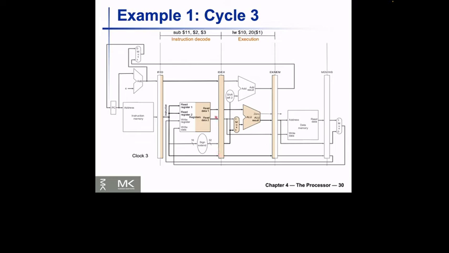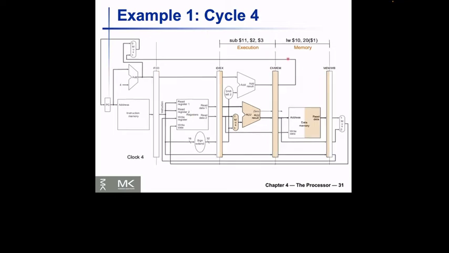In the next clock cycle, for the load word, we have already computed $1 plus 20, so we know the target address. We go to the data memory to retrieve the data we want and put the result in this register. Simultaneously, here we have the value in $2, and we pass the value in $3 and compute the subtraction and put the result in this register.